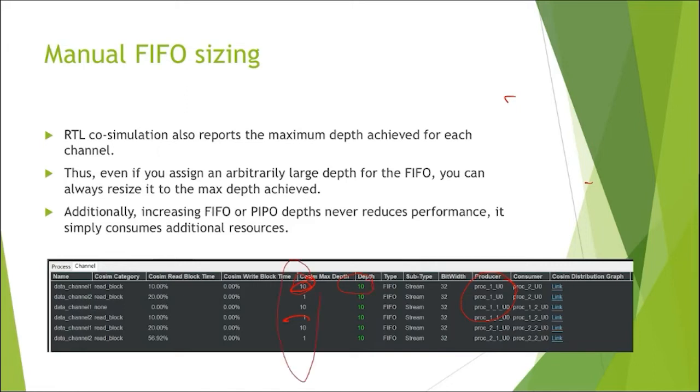But you can see some of the FIFOs don't need 10. So if we specify 10, it kind of wastes the resources. So we can modify this FIFO depth to 1 to save the resources.